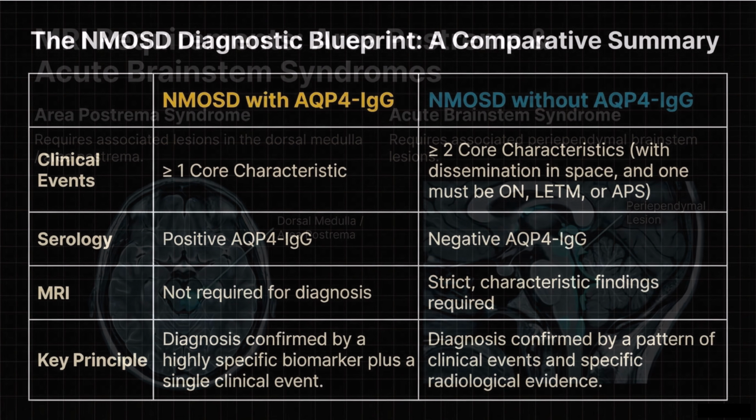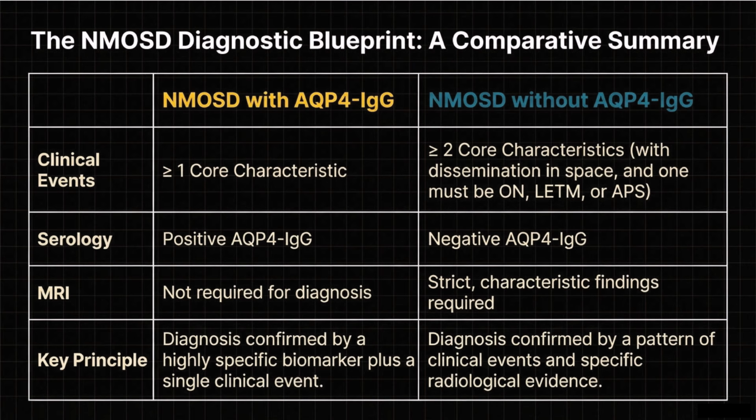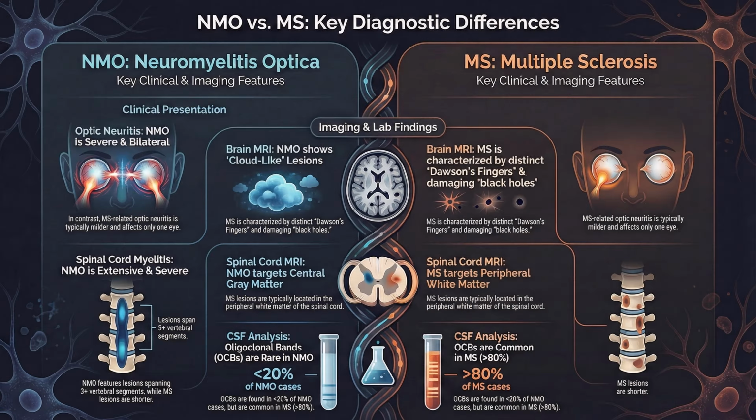Here is a summary of the diagnostic criteria that we have just reviewed. Essentially, if the antibody is present, one clinical sign is enough. If the antibody is absent, we need 2 clinical signs plus specific MRI evidence to confirm the diagnosis. All right, as promised, here is that summary frame again, and you can also download this from the video description below.